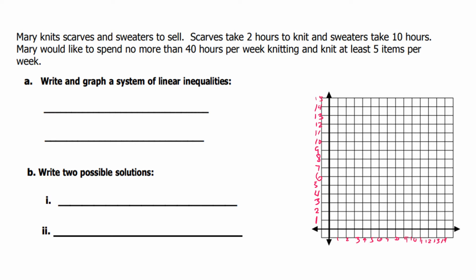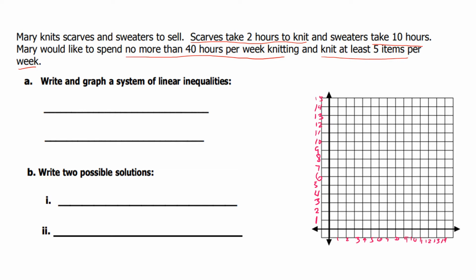So the problem here says, Mary knits scarves and sweaters to sell. Scarves take 2 hours to knit, and sweaters take 10 hours. Mary would like to spend no more than 40 hours per week knitting and knit at least 5 items per week. So we want to write and graph a system of linear inequalities and write 2 possible solutions.